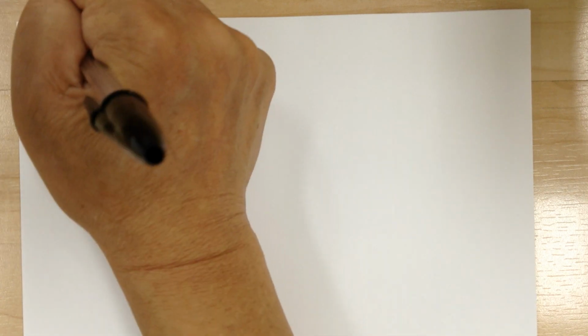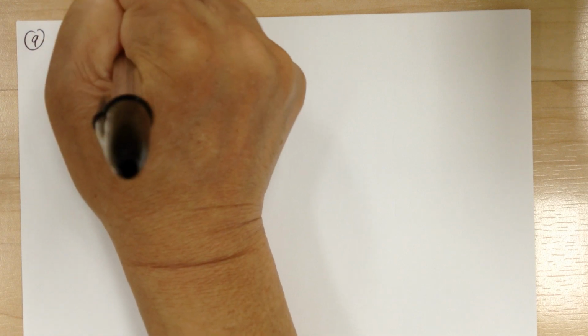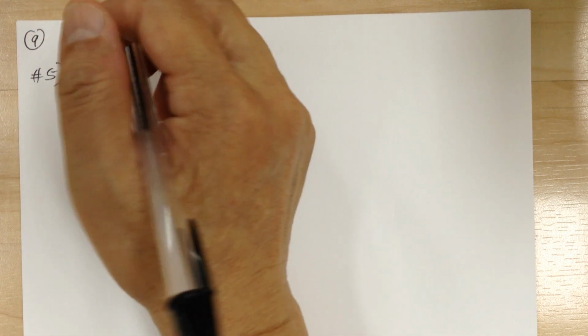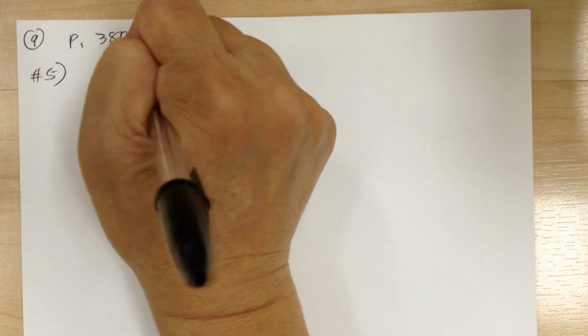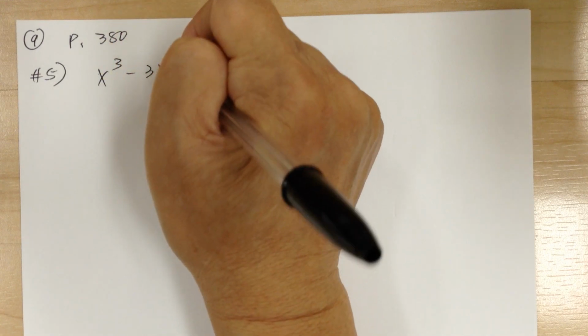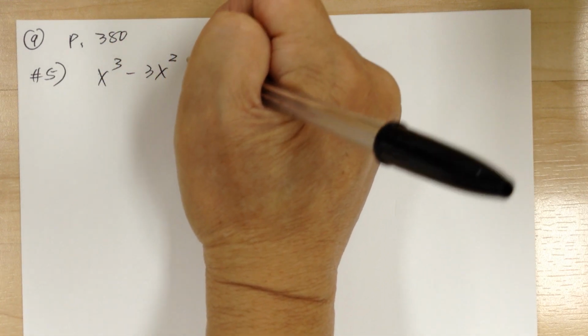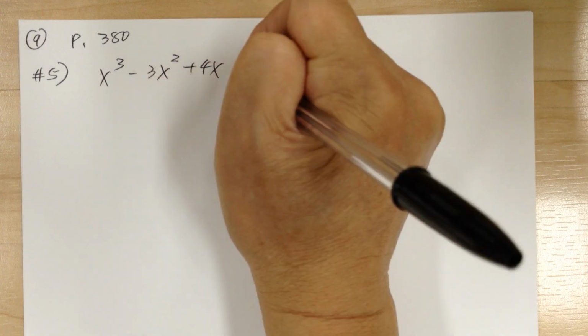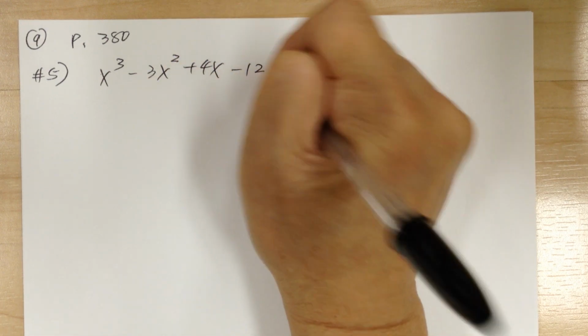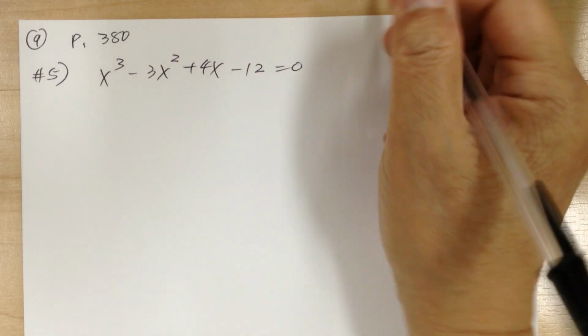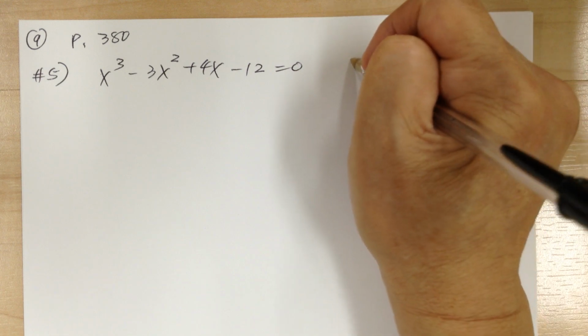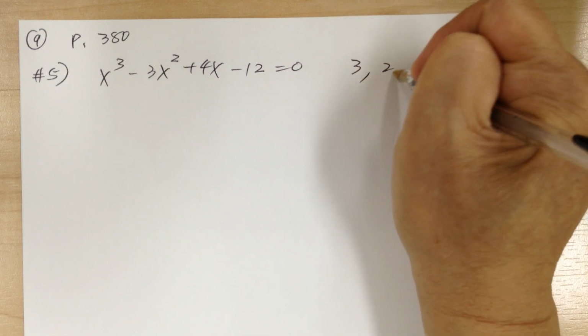Okay, let's go to number 9 on the list, page 380, number 5. You have x to the 3 minus 3x squared plus 4x minus 12 equal to 3. The answers you get are 3 and 2i.